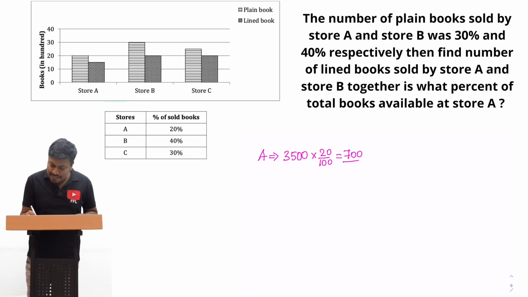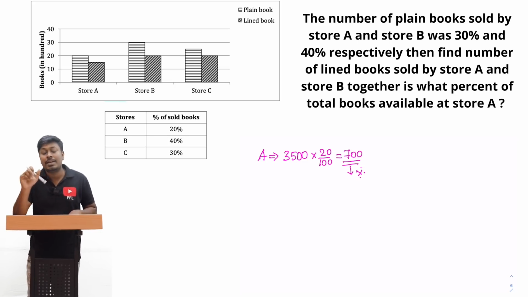So just listen carefully, what is this 700 here? 700 will be the total number of books that was sold. Now according to the chart, according to the second line, what they said is the number of plain books sold by A and B is 30%, 40%. So store A, 30% of plain books are sold.